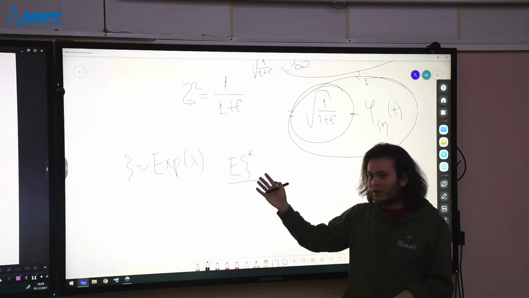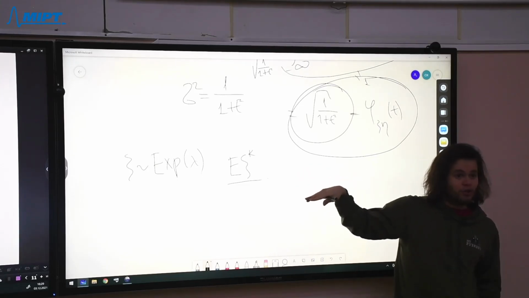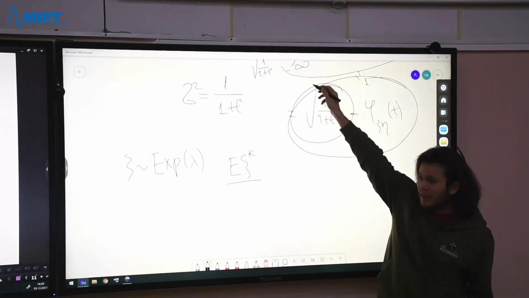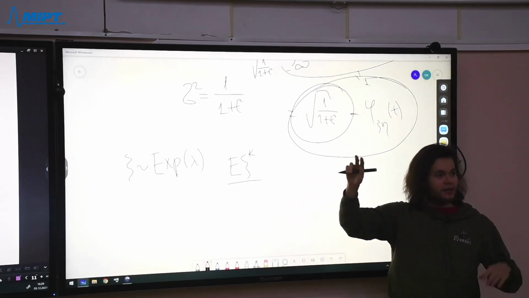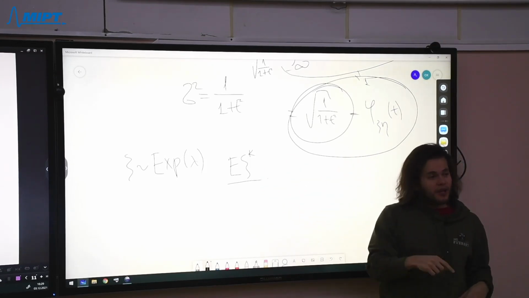But we can do it using the integrals, right? I mean, we can do it using the integral from minus infinity to plus infinity of x to the k and the density, right? But also we can do it using the characteristic functions.